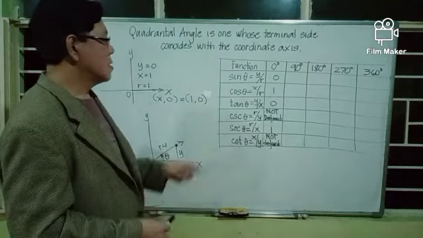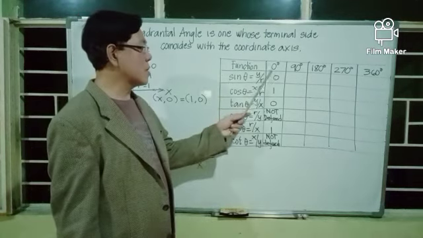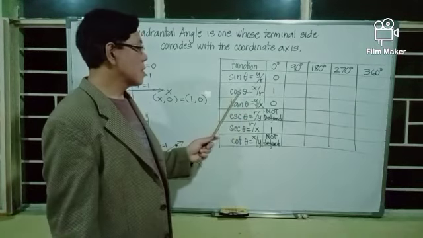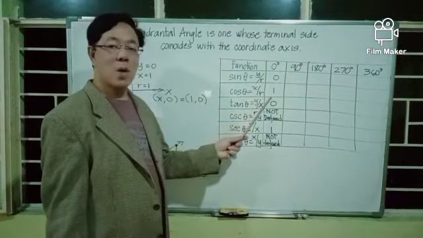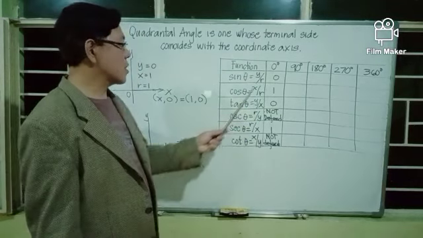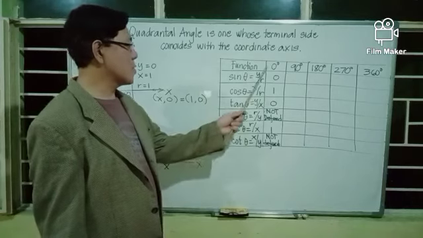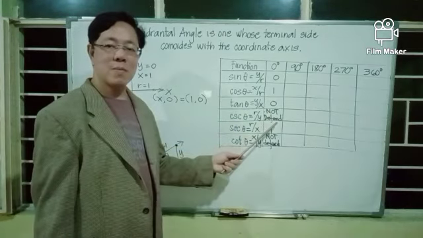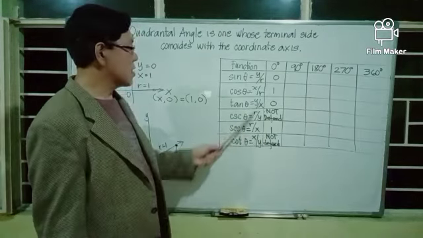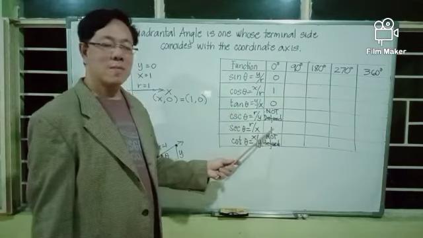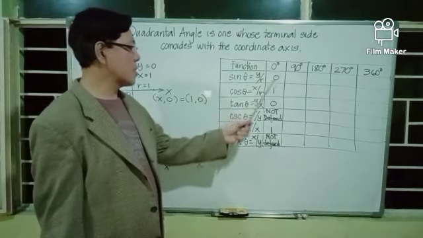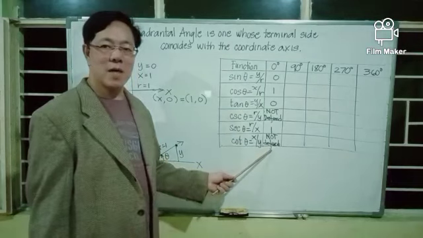Thus, the sine of 0 degree is 0. Cosine of 0 degree is 1. Tangent of 0 degree is 0. Cosecant of 0 degree is not defined. Secant of 0 degree is 1. Cotangent of 0 degree is not defined.